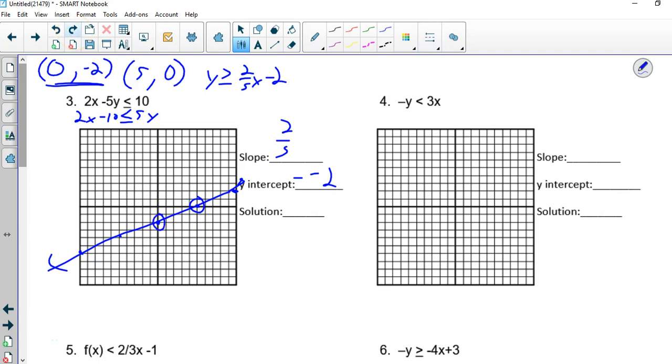Now, I need to figure out which side to shade. I'm going to pick (0, 0) because it is the easiest. So if I plug in (0, 0), it makes the x disappear, it makes the y disappear. I end up with a statement of 0 is less than or equal to 10. Is that a true statement?